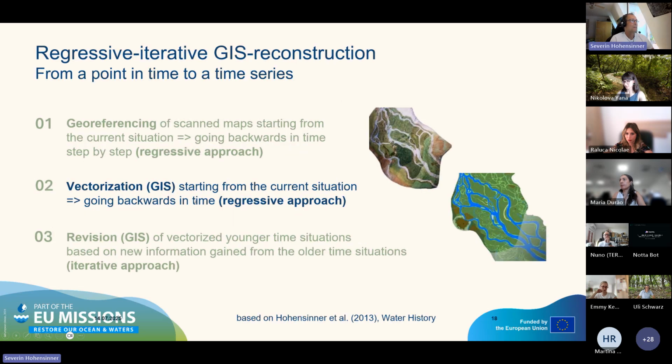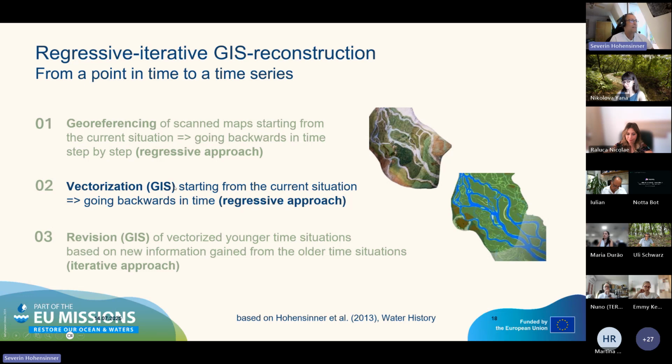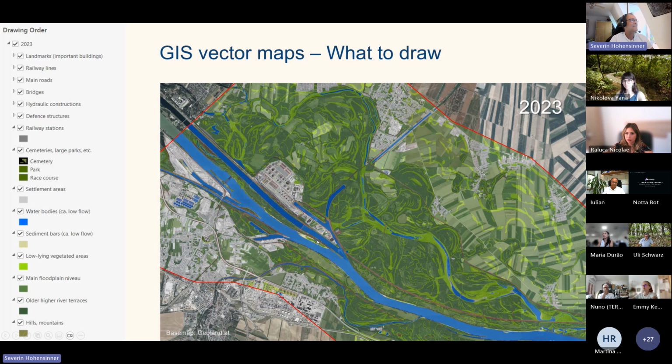So vectorization or map drawing is also starting from the current situation going backwards in time, the regressive approach like we did for the georeferencing. And the third step is the revision of our drawn maps, the revision of the already vectorized younger time maps based on new information we gained from the older time situations. This is the iterative approach. I will show it in the next slides.